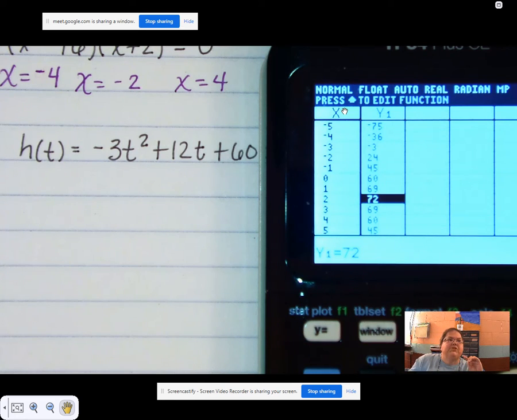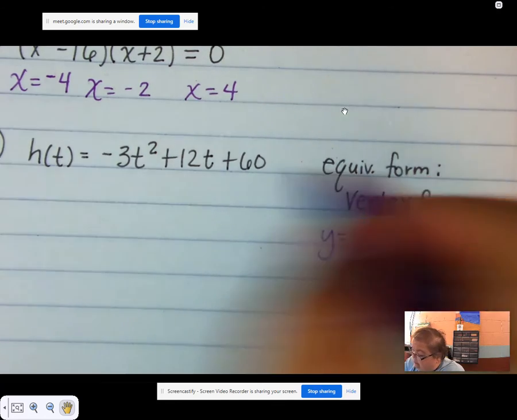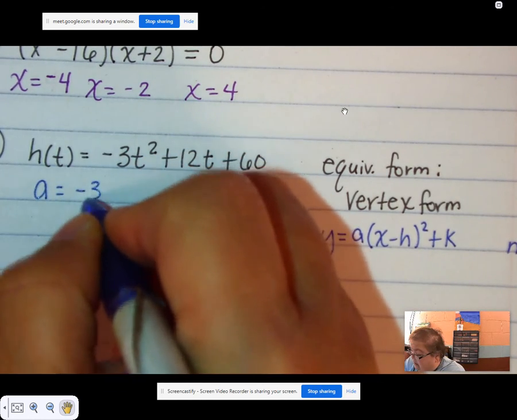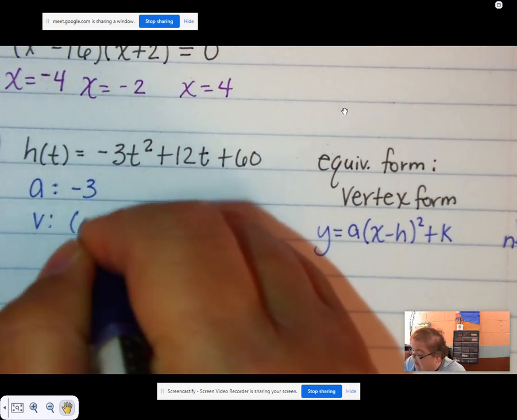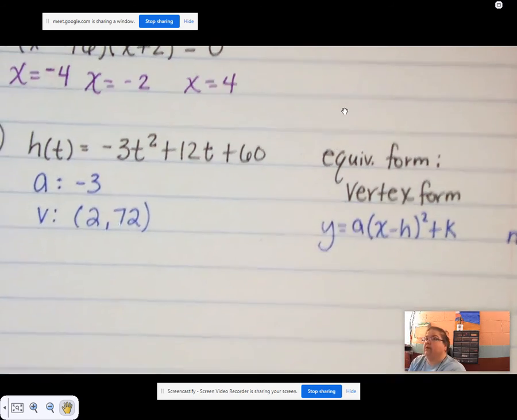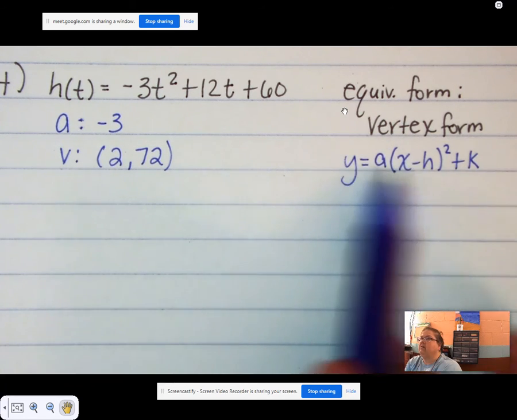What is it about the number 72 in that y column? What do you notice about the numbers above and below it? They're repeating. Remember the vertex, this is why we review. The vertex is the y value where the others repeat each other, right? Okay, so my vertex is 2, 72. My A is negative 3. My vertex is 2, 72. There it is. So now I'm going to take my information and put it in this vertex form.